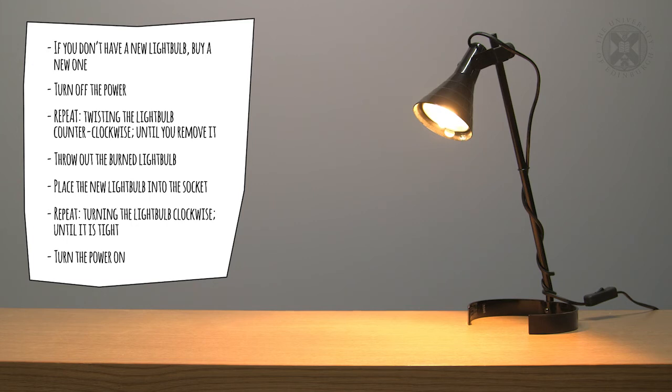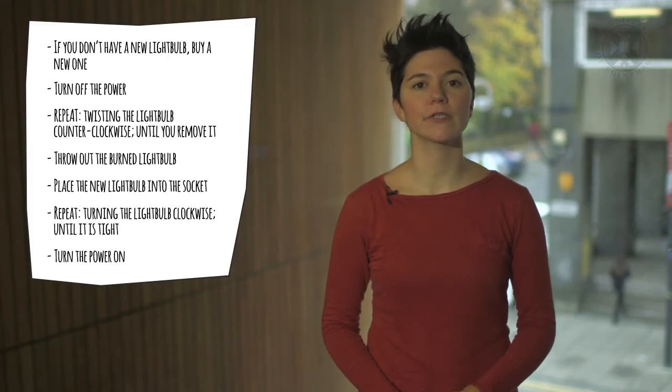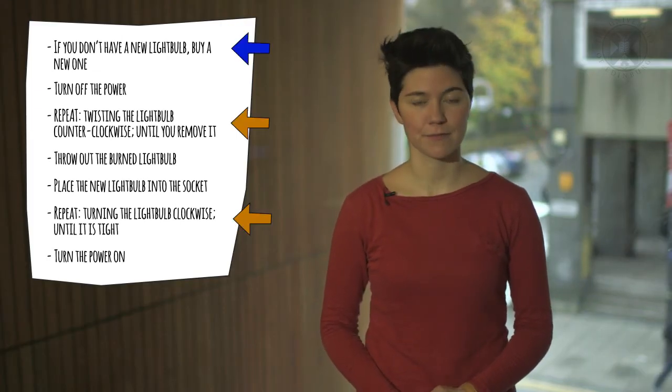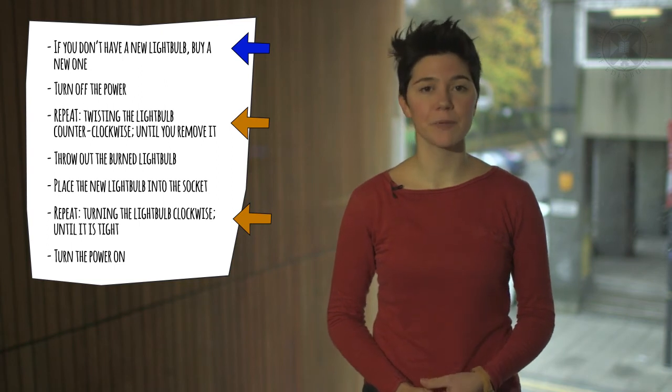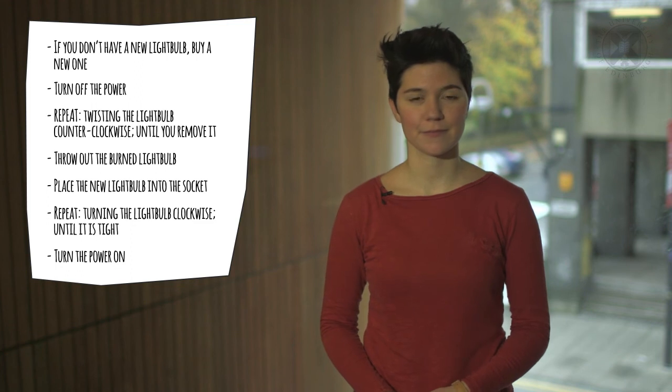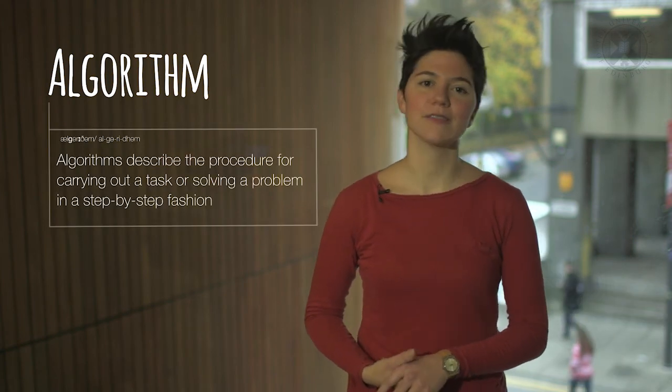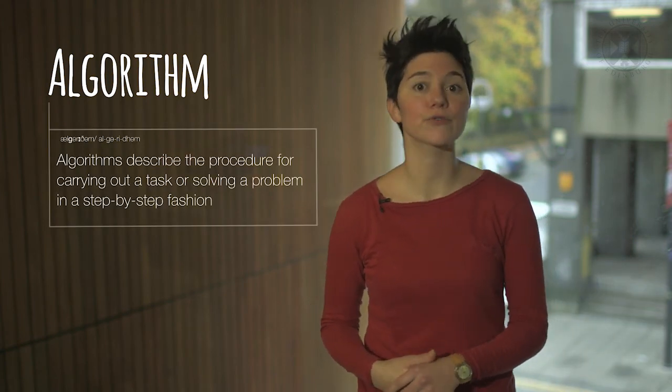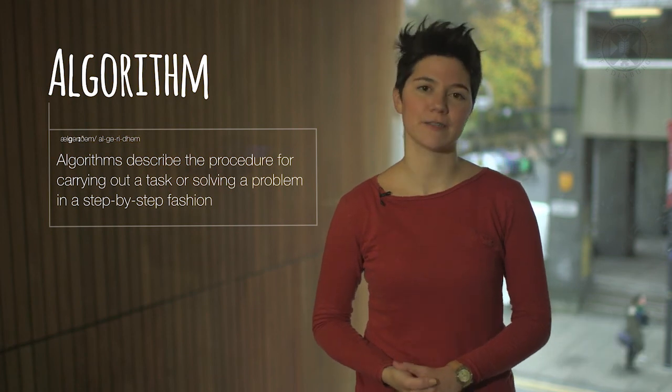Here we have a sequence of ordered steps which also include a decision and a repetition. Sequence, decisions and repetitions are basic constructs with which we build our programs. We describe the process for making a sandwich and changing a light bulb as a step-by-step procedure. This ordered sequence of steps is called an algorithm. Algorithms describe the procedure for carrying out a task or solving a problem in a step-by-step fashion. They may include sequences, decisions and iterations, just like we saw in the 2 previous examples.